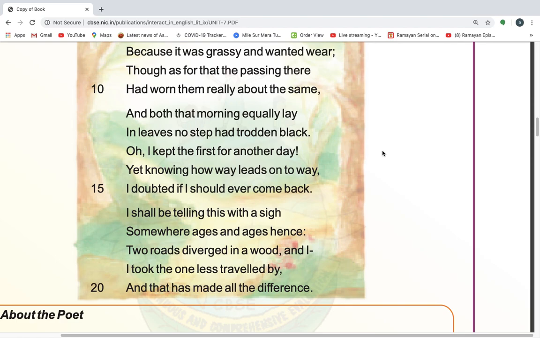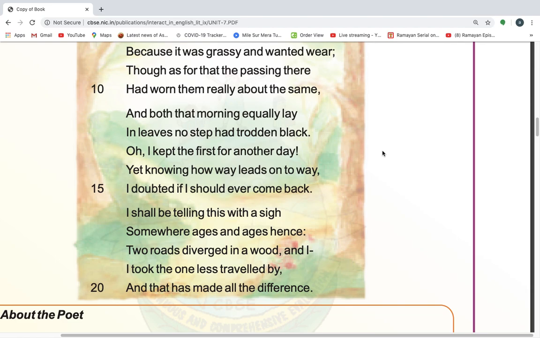I shall be telling this with a sigh, somewhere ages and ages hence, two roads diverged in a wood, and I took the one less traveled by, and that has made all the difference. So in the last stanza, the poet says, at least I will be able to explore something new. I will not take the path that people have already taken. I will not explore something that people are already aware of. I will try to find a new path and discover new possibilities, new opportunities in life. I will not follow what other people follow.